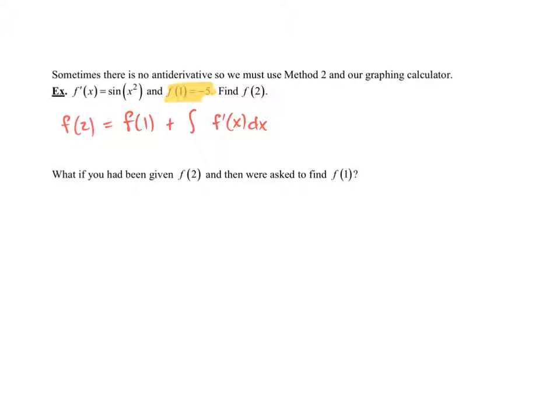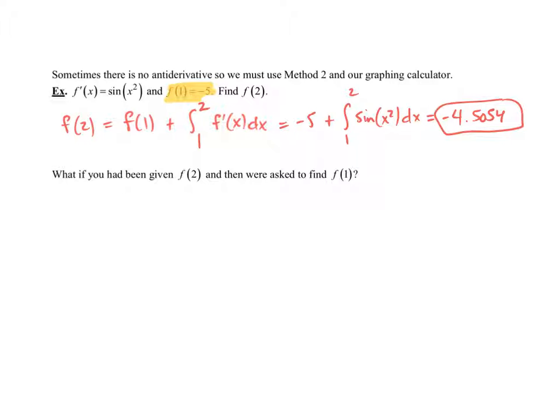And on the lower bound, the value of x that I have is going to be the lower bound. So the value of x that I have is here. That would be x equals 1. And the value of x that I want, which is x equals 2, is going to go as my upper bound. So this is going to equal f of 1, which is negative 5, plus the integral from 1 to 2 of f prime of x, which is sine of x squared, dx. And I'm going to use my graphing calculator to evaluate this and get the answer. So typing this into my calculator using the Math 9 button, I get the answer of negative 4.5054.